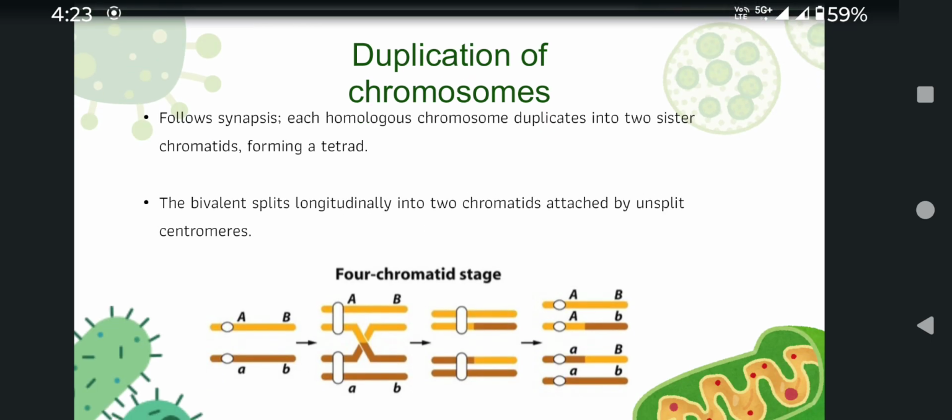So you can see here in the structure, this one is yellow colored and orange or brown colored, one segment and second segment. Then four chromatids stay. Then you can see here synapsis is formed.